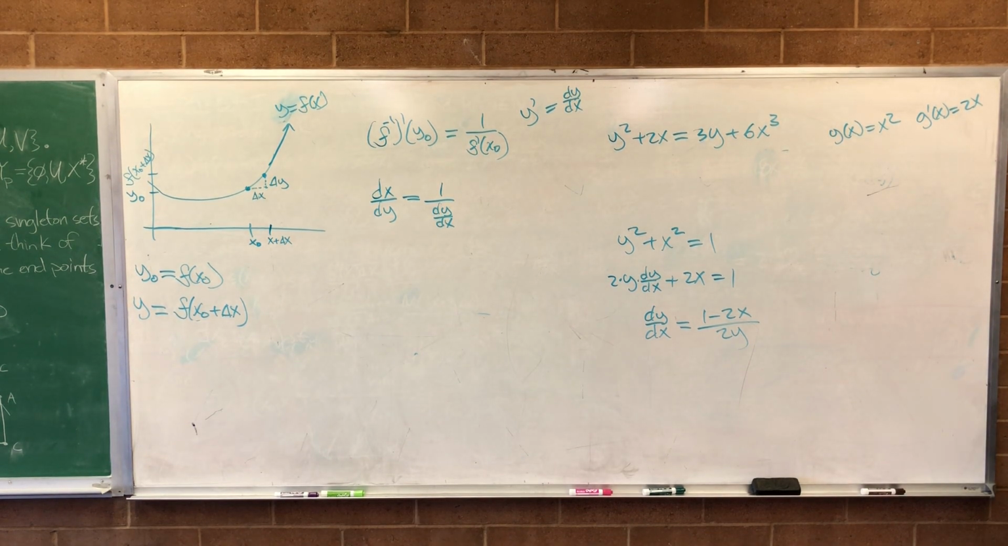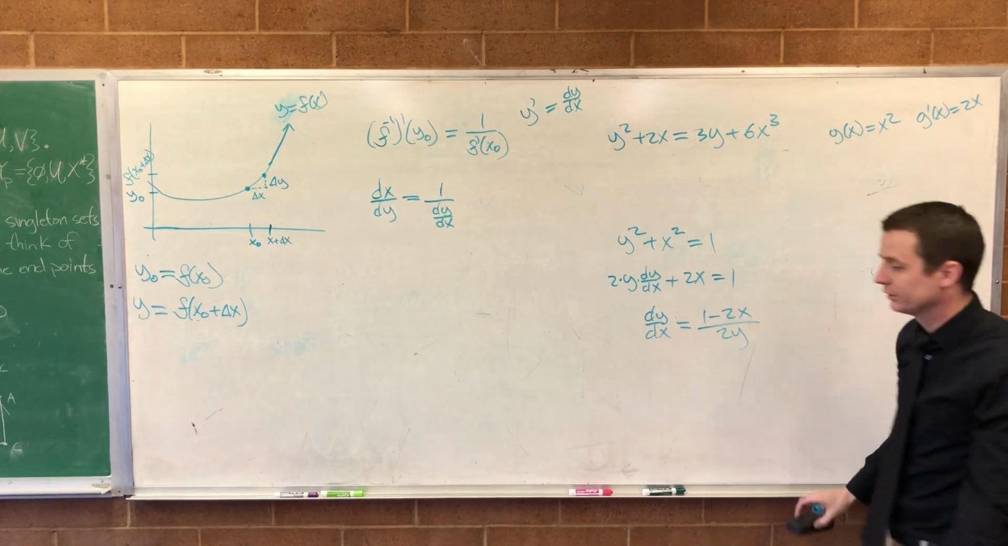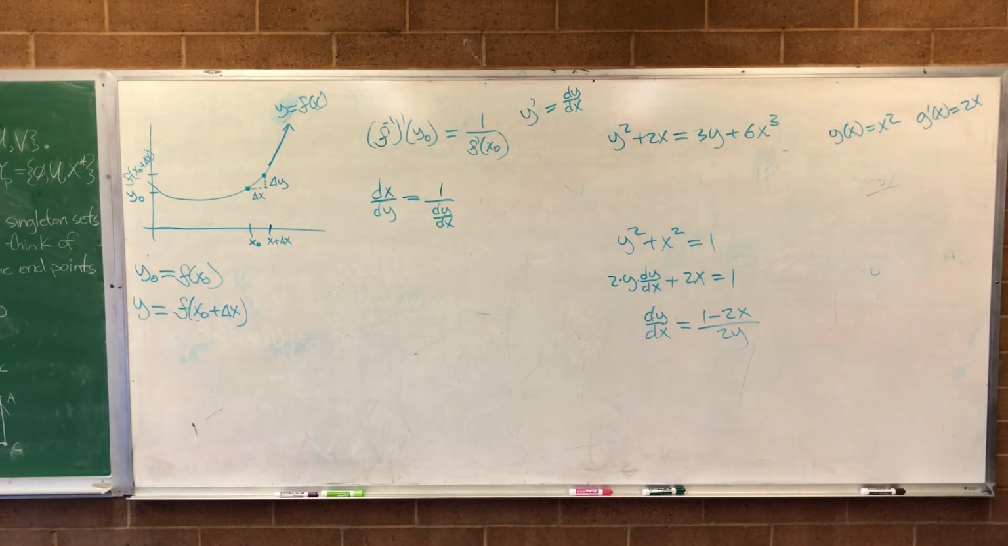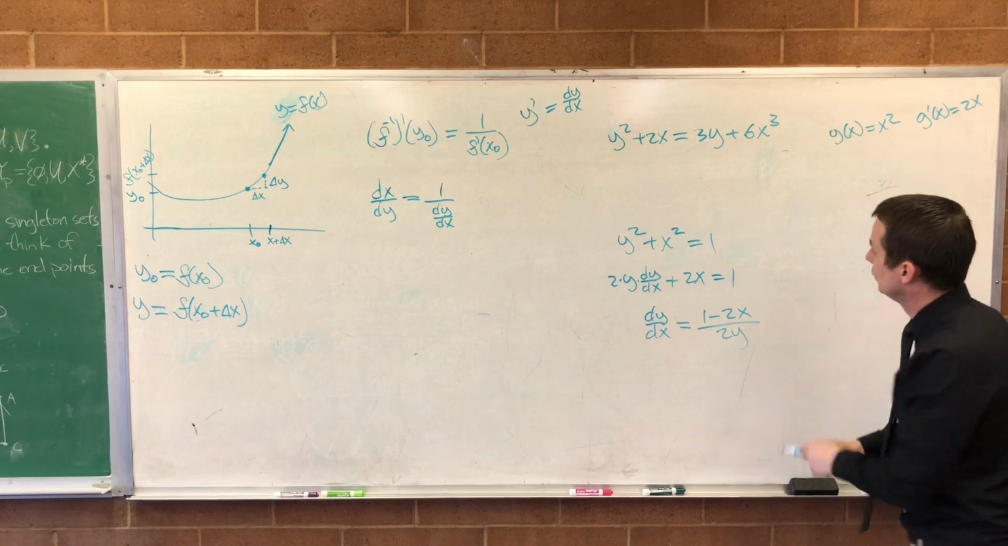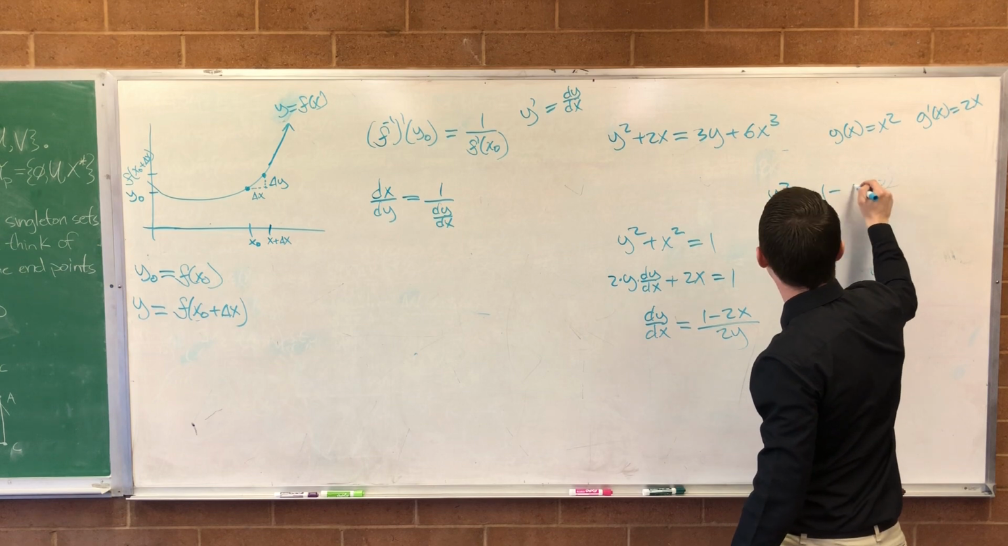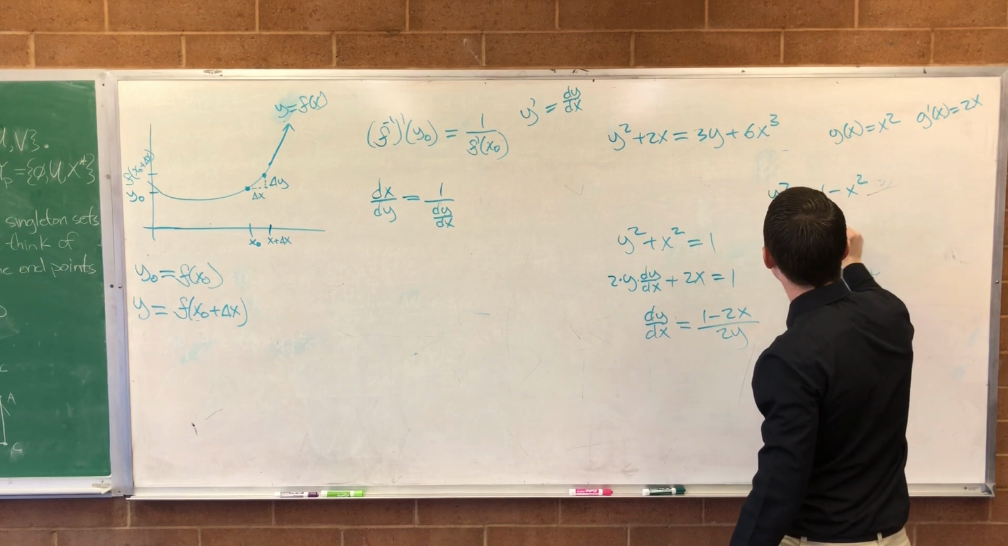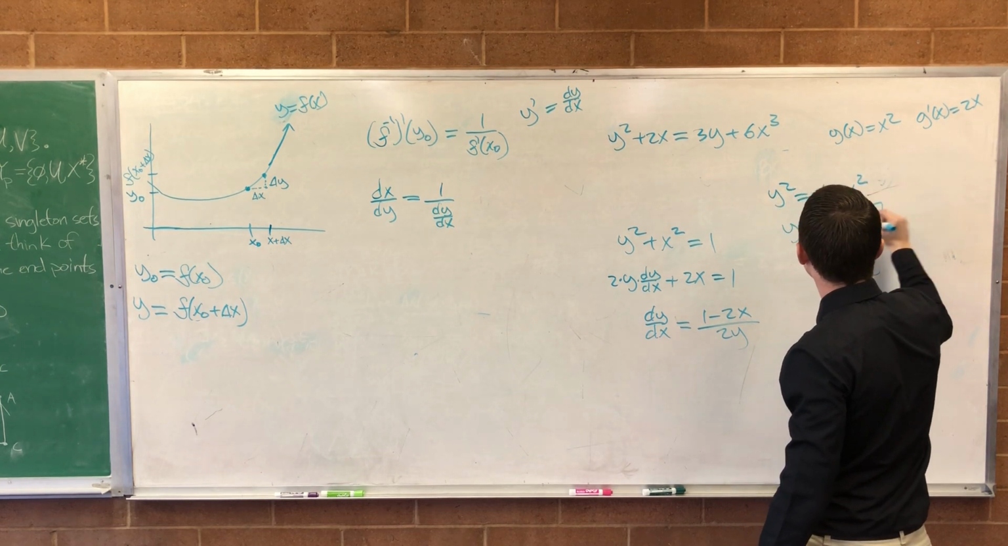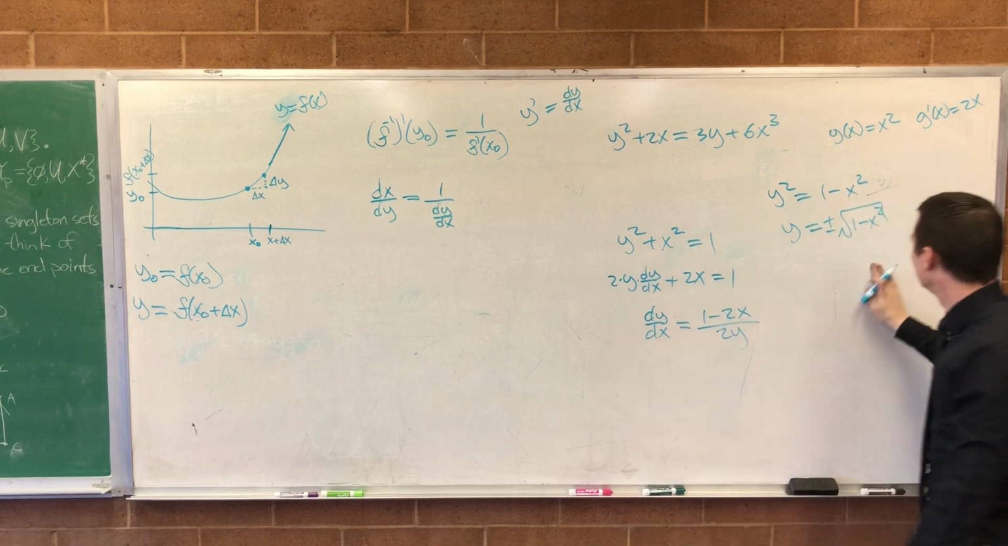Because for any x you give me on a circle, there's 2 y points associated with it. So you probably want to break it up into the top half of the circle and the bottom half of the circle. So yeah, since you have to express it in terms of y. What is y? We can just write it real quick. y squared is equal to 1 minus x squared, so y is equal to plus or minus the square root of 1 minus x squared.